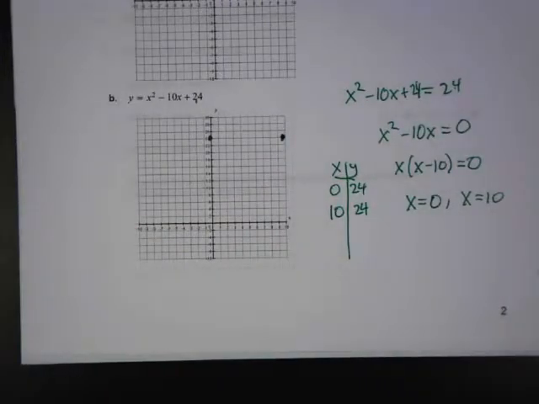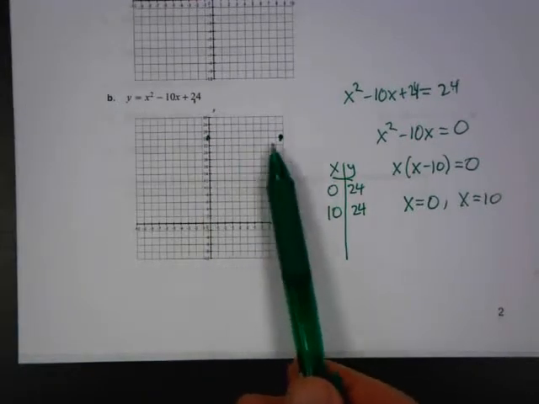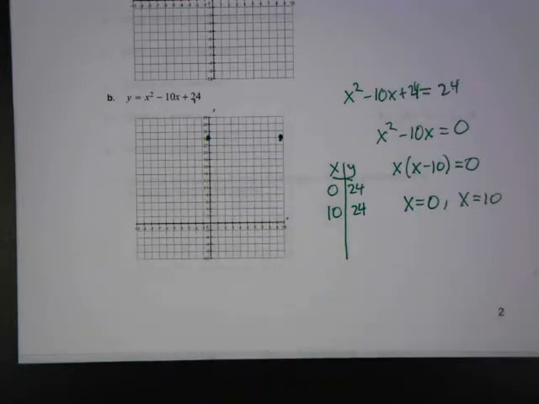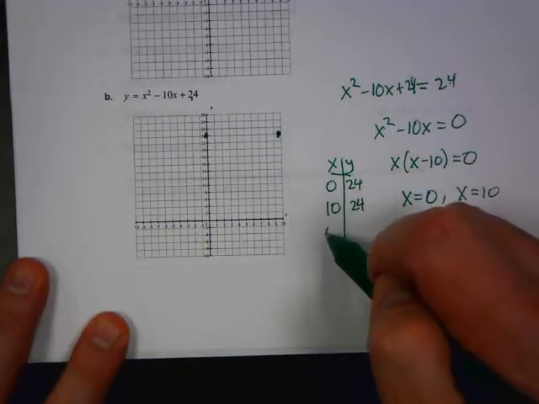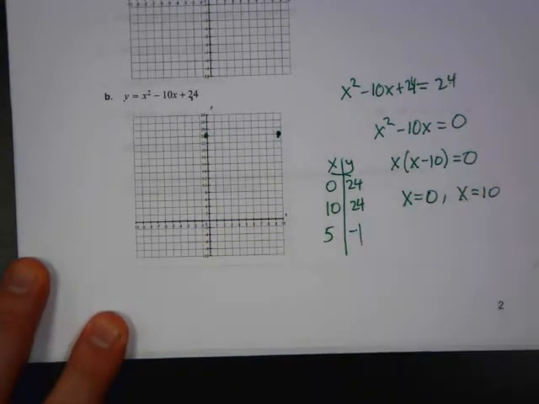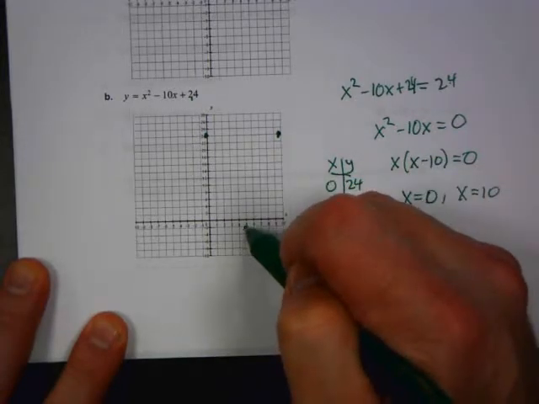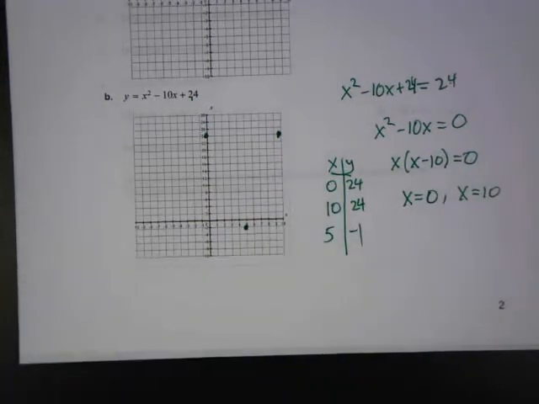So where does the vertex have to be? Right in the middle, doesn't it? Since these are at the same height, the vertex would have to be right in the middle. Halfway between 0 and 10 is 5. You plug 5 in, you should get negative 1 again. You should get the same answer. So you would have that, which is good.